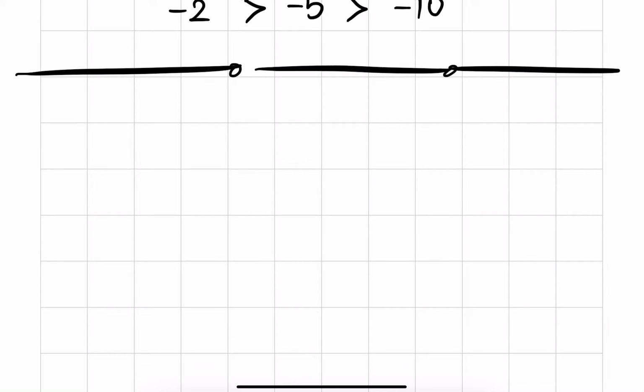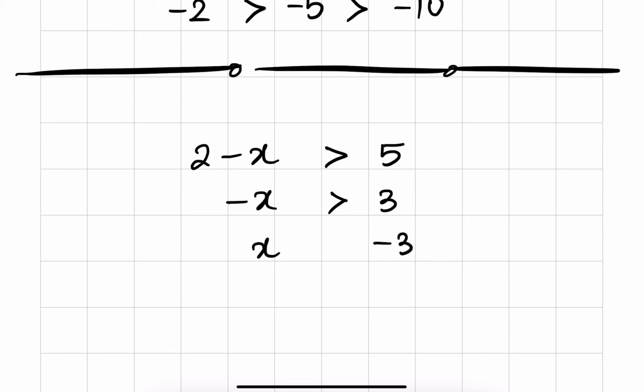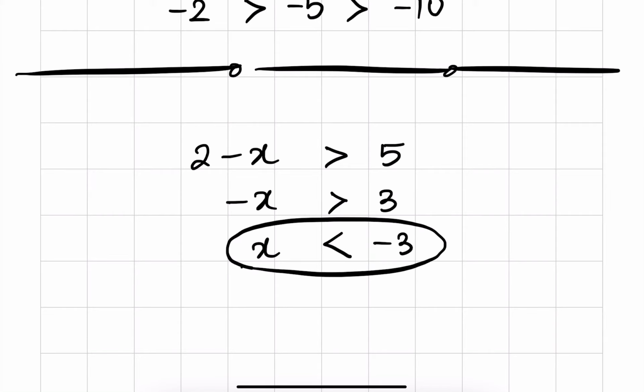So if I told you that 2 minus x is greater than 5, 2 minus some number is greater than 5, find that number or find those possible numbers. So first of all, we'll have minus x greater than 5 minus 2, that will be 3. Negative of x is greater than 3, multiply both sides by negative 1. You'll have x here, negative 3 here, and this will become smaller than. So all numbers which are less than negative 3 will fit here.